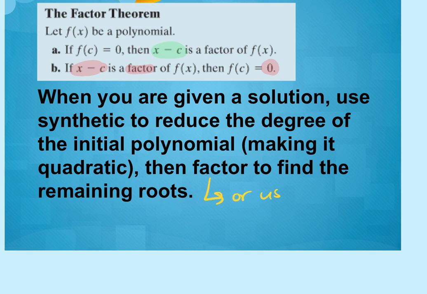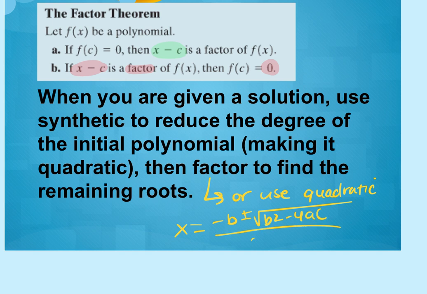Or use the quadratic formula, which is negative b plus or minus the square root of b squared minus 4ac all over 2a. Good. So if it's factorable, obviously I would recommend factoring it because it's going to be faster. But if it's not factorable, as long as it is quadratic, then you can find the remaining ones.